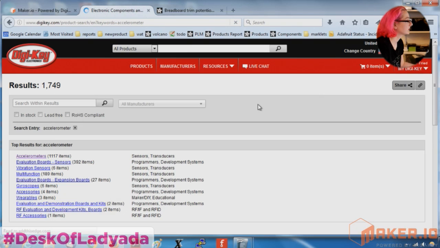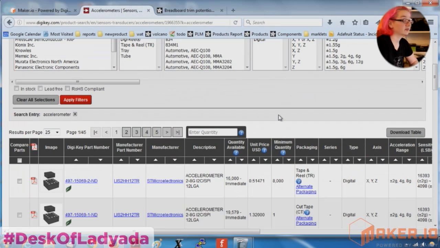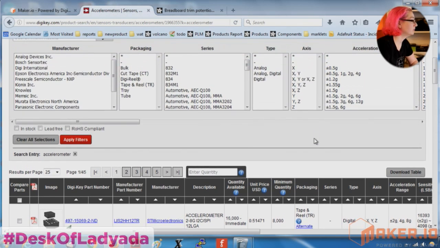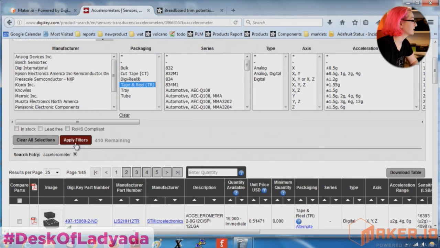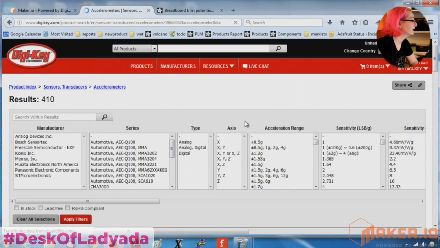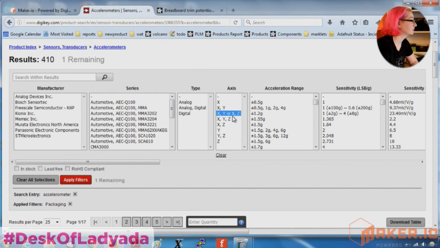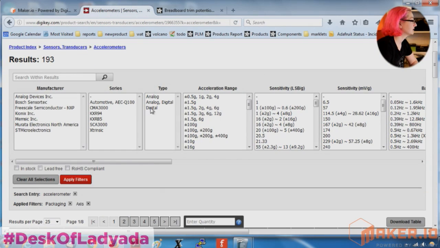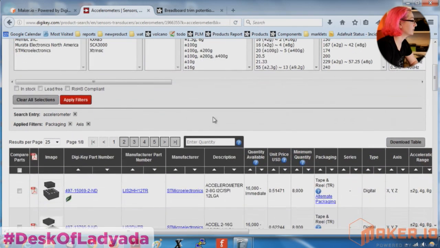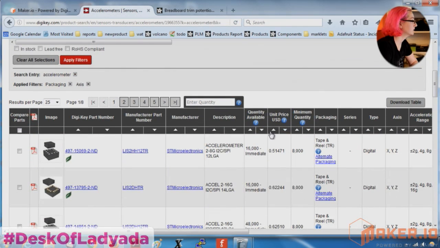So accelerometers, you can search for accelerometers. And luckily, thanks to cell phones and gaming platforms and all that good stuff, accelerometers have gone from $20 to very inexpensive. So you can get an accelerometer for very, very cheap. Let's again search for tape and reel ones. I want ones that have triple axis, so X, Y, and Z, because that way it can do full motion. I'm probably going to want to go digital, but I'm not going to select that yet. And then you can sort by price.